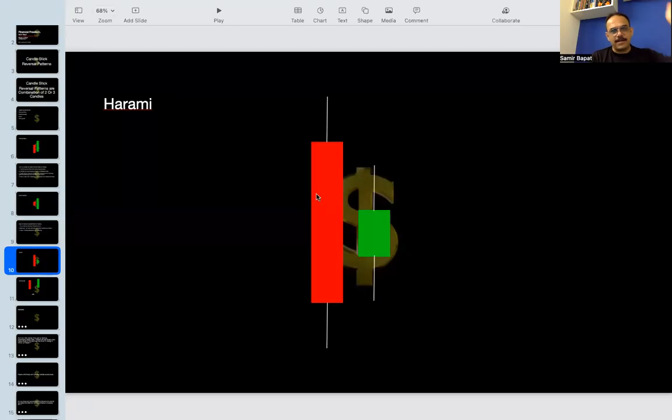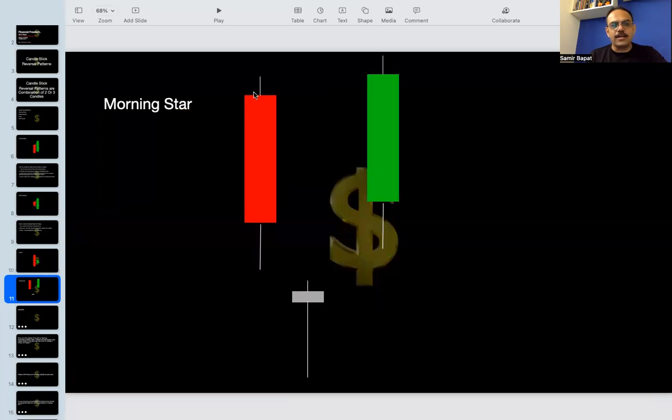Now this is the Harami pattern. It is going down. There is a red candle followed by a small green candle. So this small green candle is sort of in between. Harami means, in Japanese, what I read in books is like a pregnant lady. So there's a kid inside, it looks like that. So this is the Harami pattern. In North India it is not a very nice word, but that is the word for it, and we have to read it in the books.